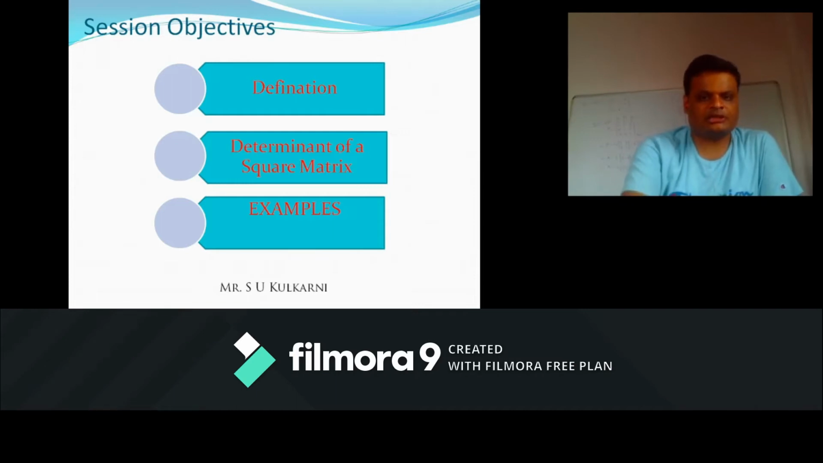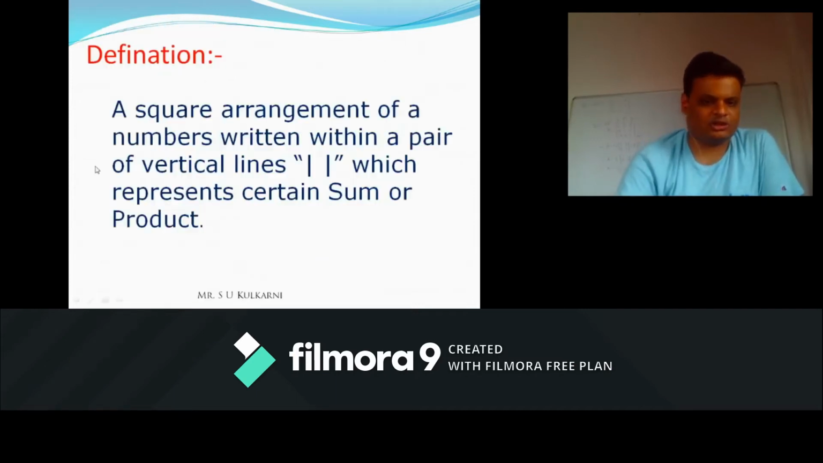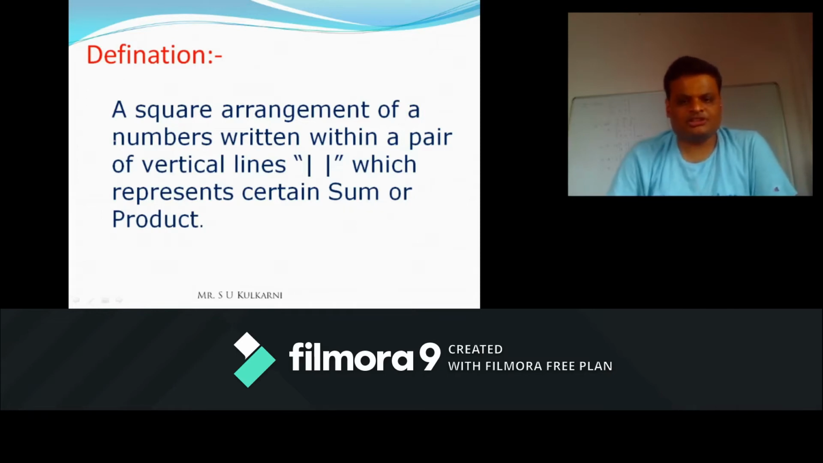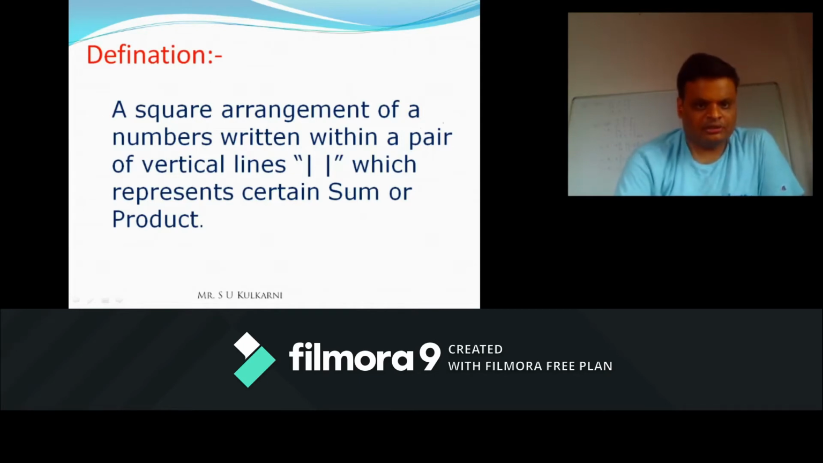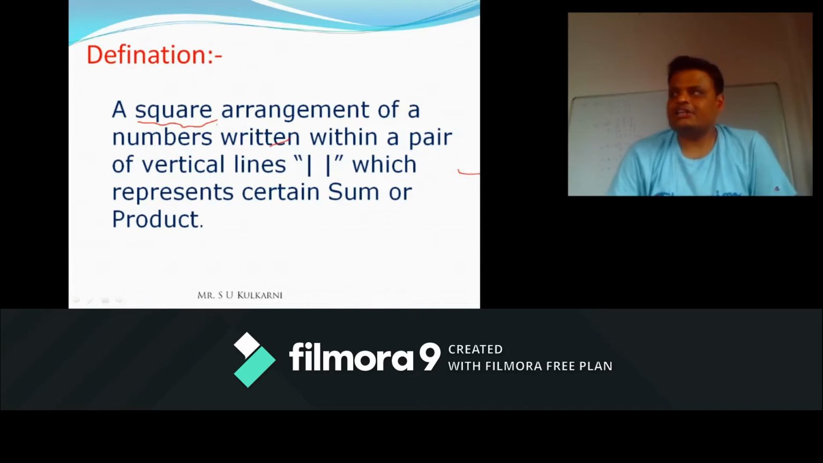Firstly we will see the definition of a determinant. Here is the definition, and what the definition says is that a square arrangement of numbers written within a pair of vertical lines represents a certain sum or product. So what you get from the definition is that it is a square arrangement. This word is very important, that the arrangement should be square.